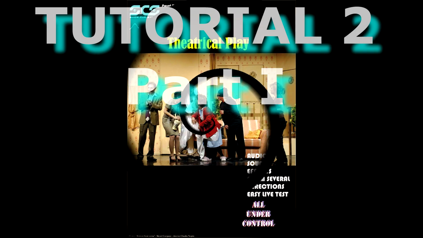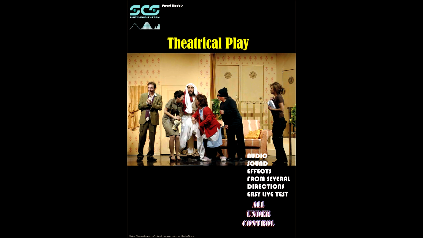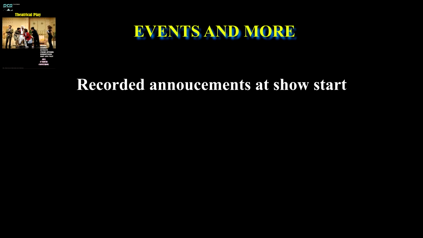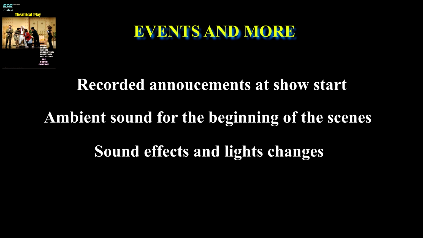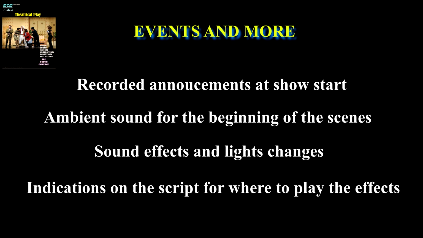Tutorial 2. In this lesson we will see how the theatrical play model has been programmed. Unlike the preset model on the dance essay, we will have other types of events and needs here. Recorded announcements at show start. Environmental music for the beginning of the scene. Sound effects and light changes. Indication on the script for where to play the effects.